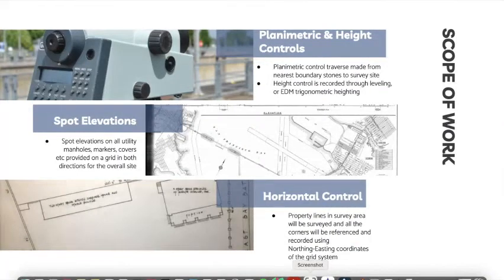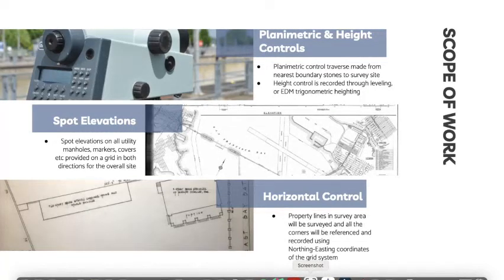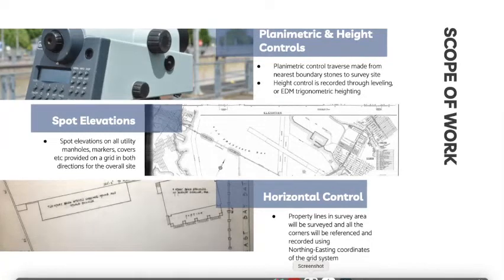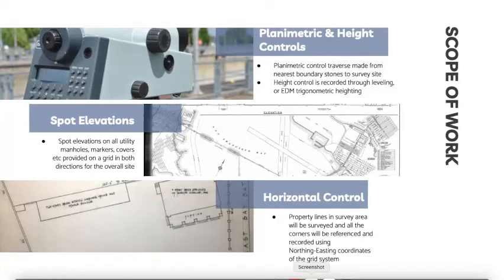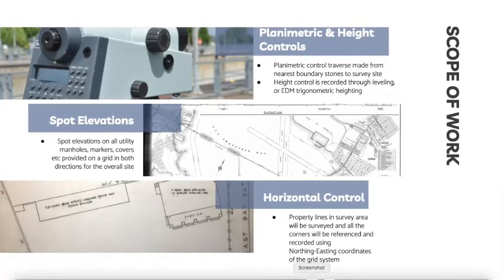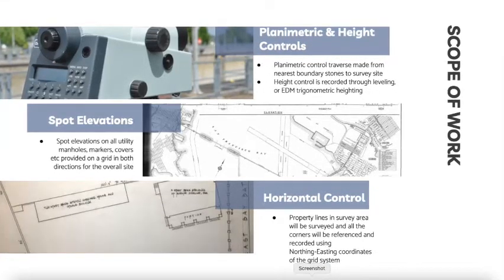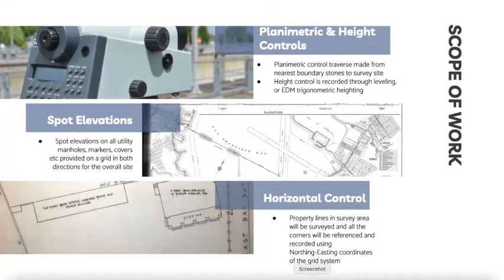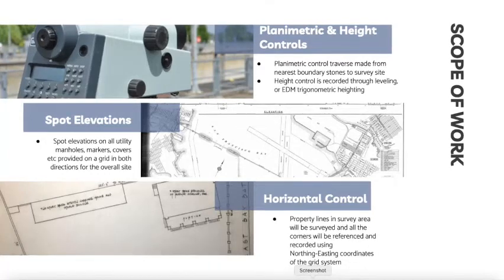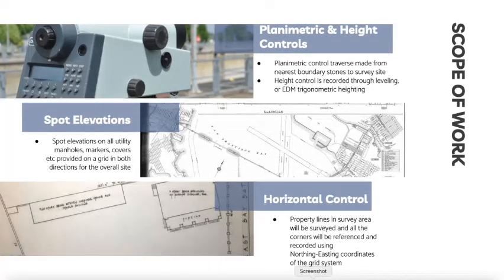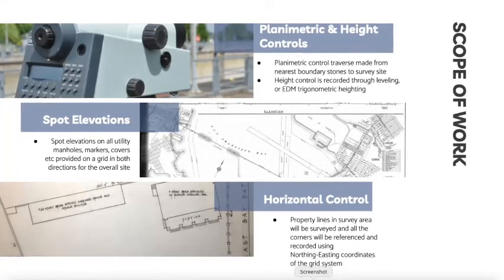When we start the survey, the planimetric control traverses that are needed are made from the nearest boundary stones to the survey site. The required height control during the beginning of the topographical survey work is recorded through either the use of leveling, EDM, trigonometric heighting, or even a combination of the methods stated above. These height controls will then be referenced to the nearest pair of benchmark standards that has been accepted by the government.